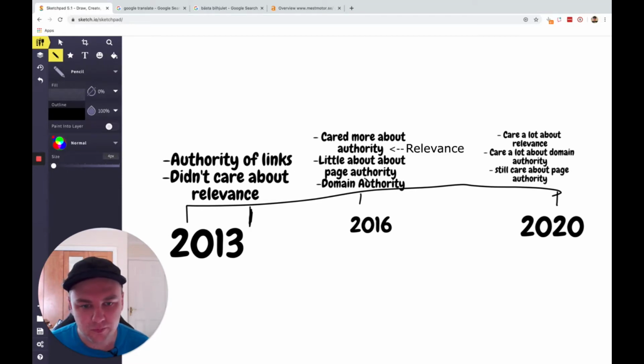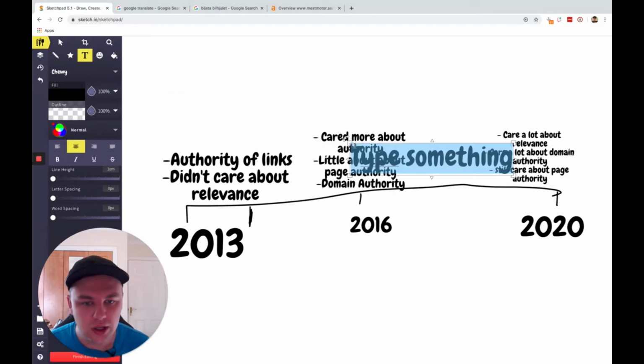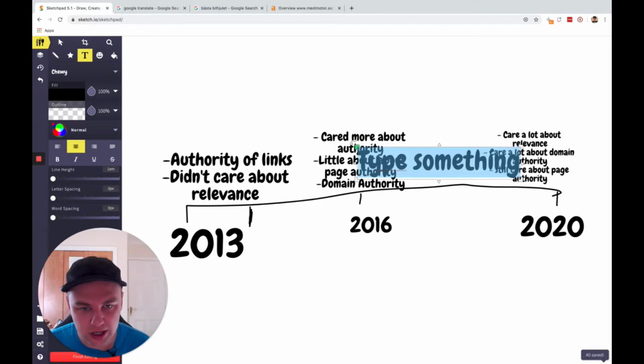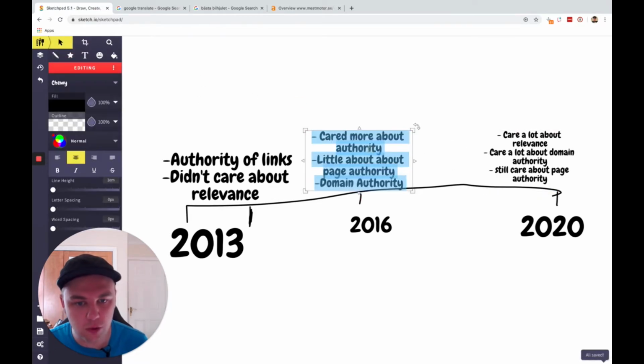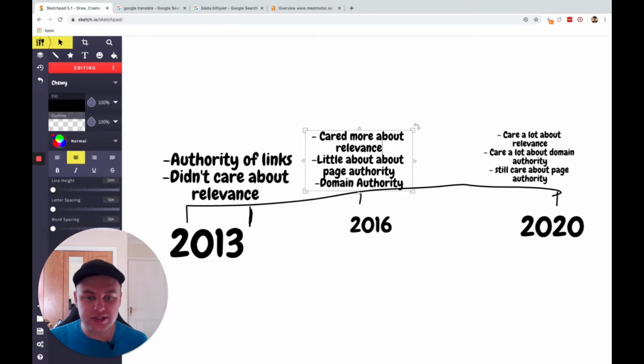And that's what started to happen in 2016, okay? They started to, and I've said authority there, but what I mean, that's actually relevance. Let me try and edit that. So care more about relevance in 2016. So they cared more about relevance, they cared less about page authority, and they care about domain authority. So in 2016 was when really relevance started to kick in.